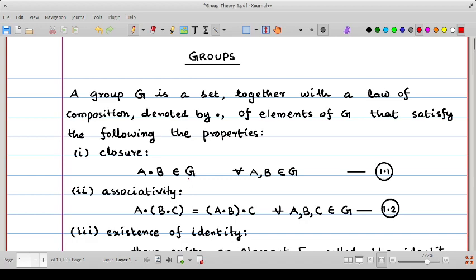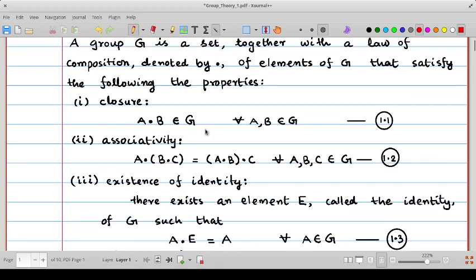The second property that is satisfied by the composition operation is the following, and we call it the associativity property. If A, B, and C are any three elements of the group G, then we can construct the composition in two different ways. First, we can take the composition of B and C, that will be an element of the group because of the closure property. And then we take the composition of that element with A. So that is one way of taking the composition of these three elements.